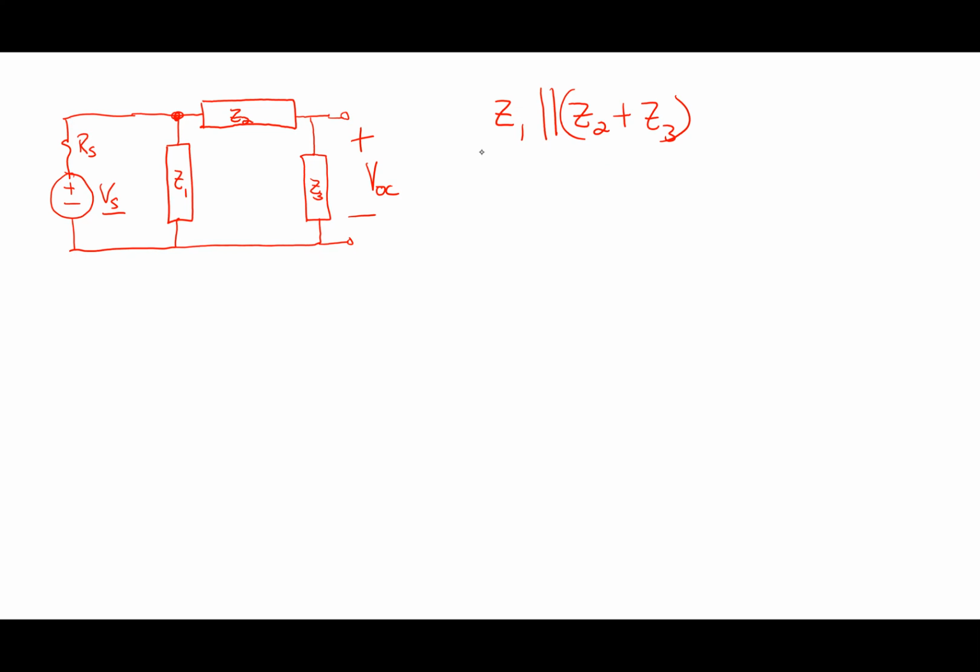So why is Z1 in parallel with the combination Z2 plus Z3? They share the same voltage. Yeah, they've got the same voltage across them, right? So I would use that to say this circuit then comes down to VS, which is a phasor, so I write it with that bar under it. Here's RS.